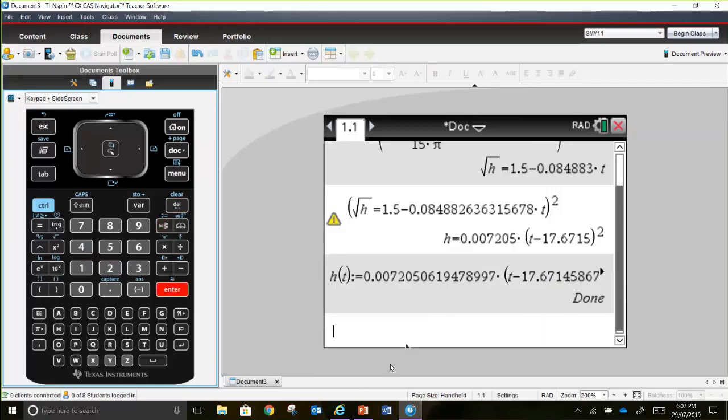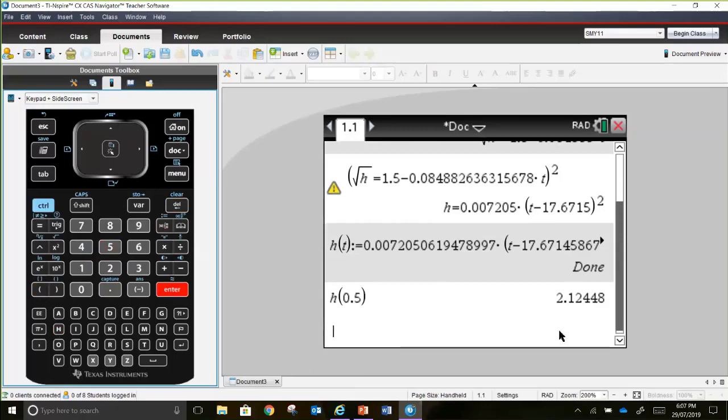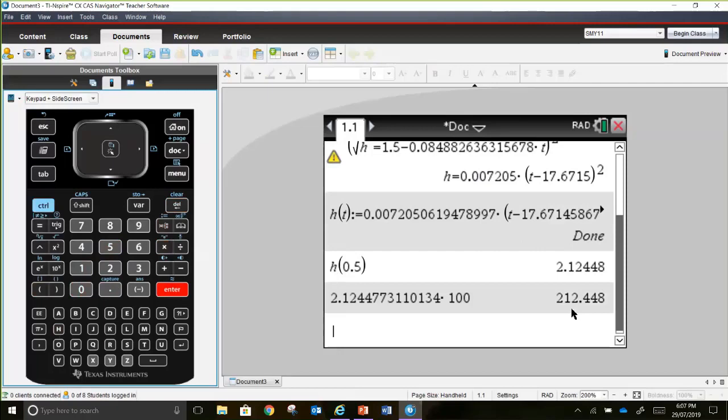And we need to find h after 0.5 of an hour. So this is the answer in meters. The question asks for the nearest centimeter, so we go times 100, and that's 212 centimeters.